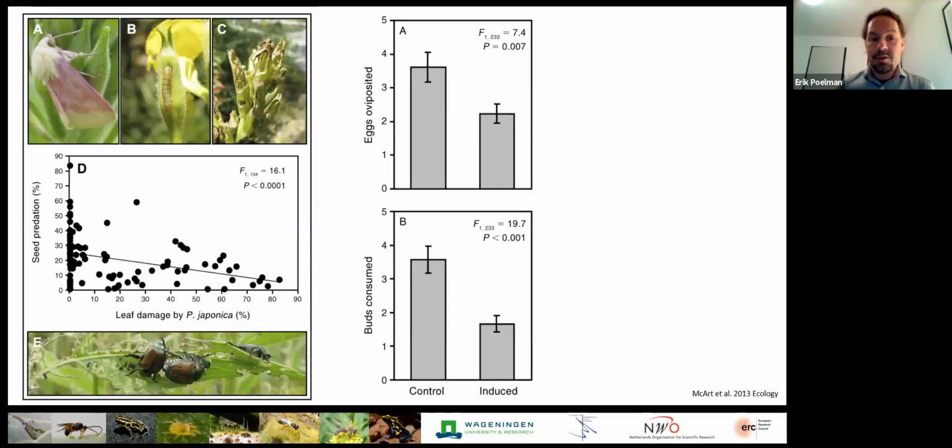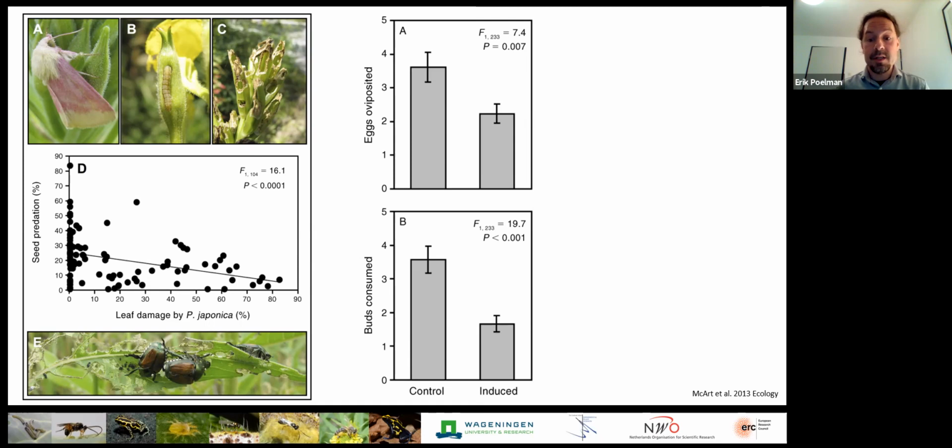And if we start extrapolating this importance of these interactions between herbivores, we could argue that they might also be very important for the evolution of plant defenses. And there, one of the classical papers that I would like to highlight is work by Scott McCart. He actually showed that if you have a leaf herbivore feeding on the plant, it would affect the likelihood that this plant is going to be attacked by a seed-feeding herbivore or flower-feeding herbivore.